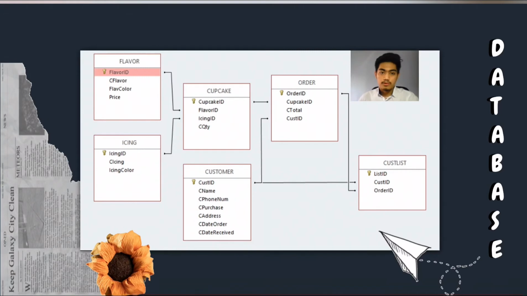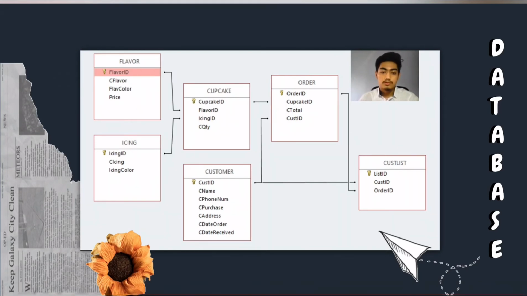As you can see, the one highlighted with the key on the left is the primary key for each table. For table flavor, the primary key is flavor ID, and for the icing table, icing ID is the primary key. Cupcake ID is the primary key for the cupcake table, cast ID is the primary key for the customer table, order ID is the primary key for the order table, and list ID is for the list table.